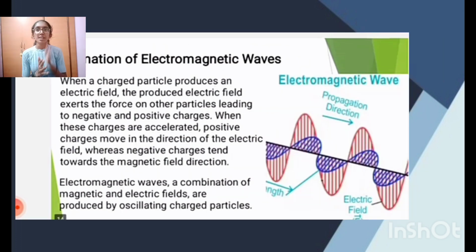And now let me tell you about the formation of an electromagnetic wave. When a charged particle produces an electric field, the produced electric field exerts a force on another particle. When both positive and negative charges are accelerated, the positive charge moves in the direction of the electric field, whereas the negative charge moves in the opposite direction. And here, electromagnetic waves are the combination of magnetic and electric fields, and are produced by oscillating charged particles. These are the formations of an electromagnetic wave.